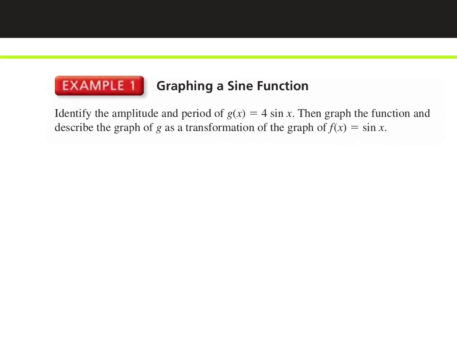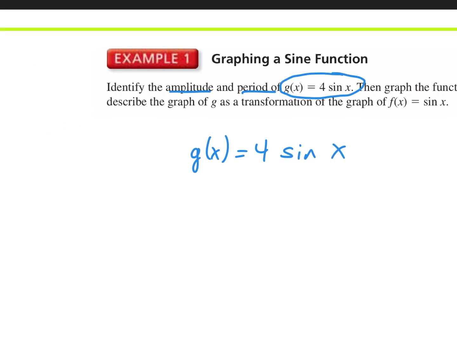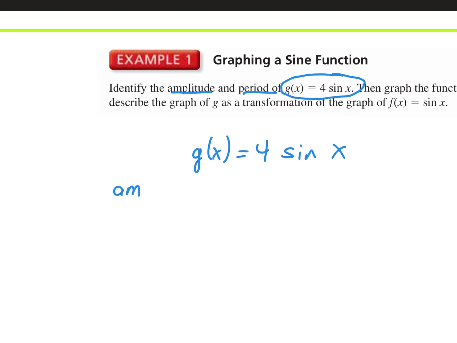So if we're going to graph, it says identify the amplitude and period of this function right here. And then we're going to graph it. So the first thing I'm going to do is say, okay, g of x, you could write a y if you want to, equals 4 times the sine of x. Before we graph, we need to identify the amplitude. We need to identify the time period. And then we need to identify what that time period is broken up into, the increments, the pieces.